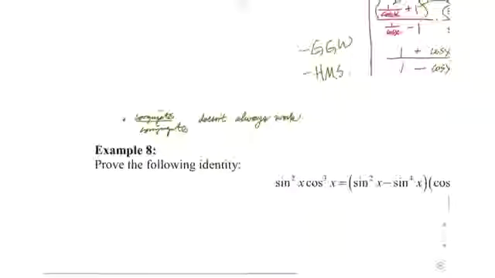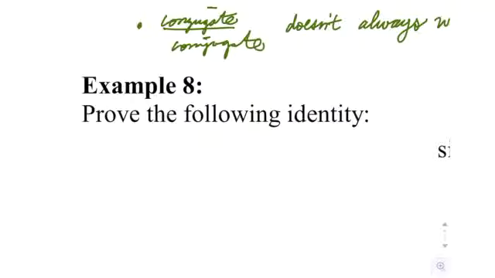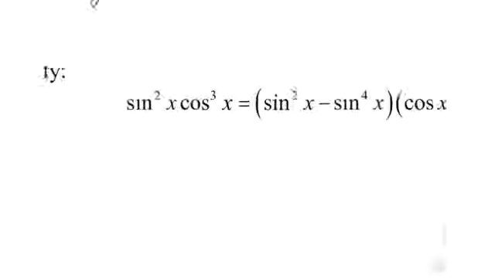All right, example 8. Guess what the instructions are. No, not solve, right? Solve would mean conditional equation. Prove, right? We don't draw lines down the equal sign when we solve, but we do when we prove.